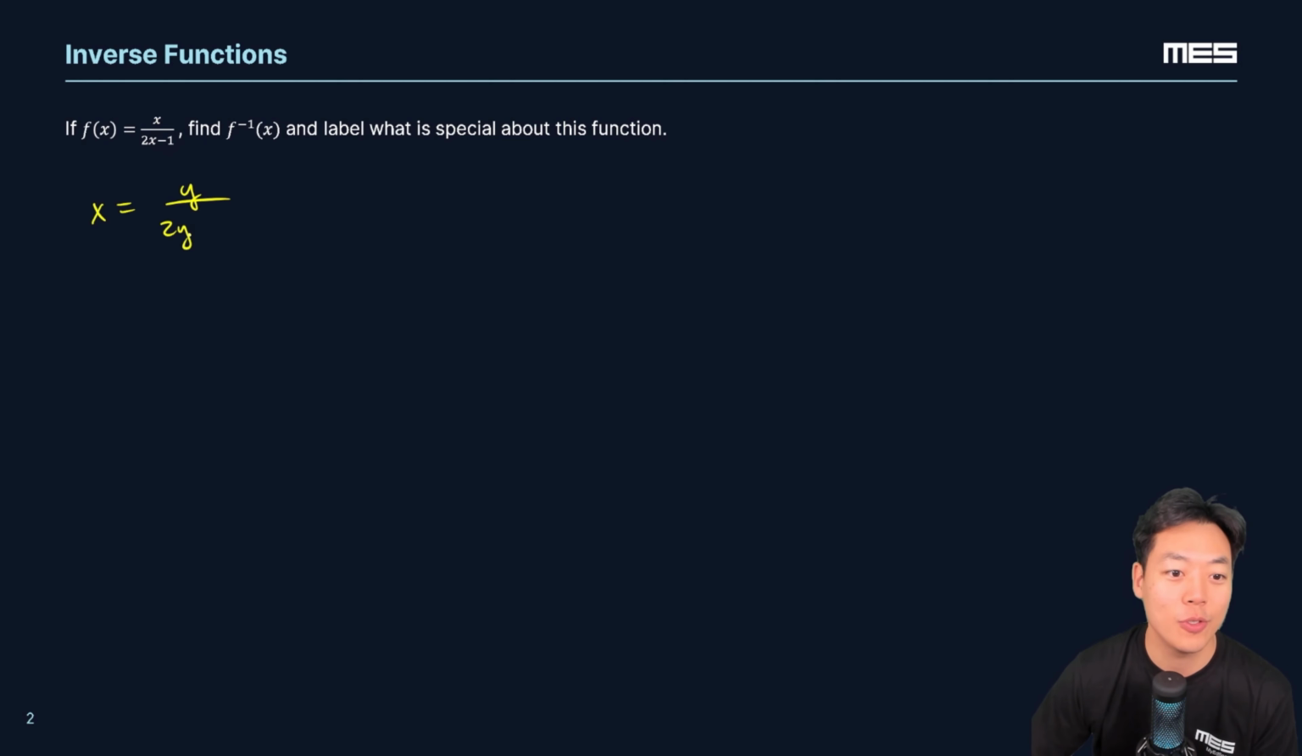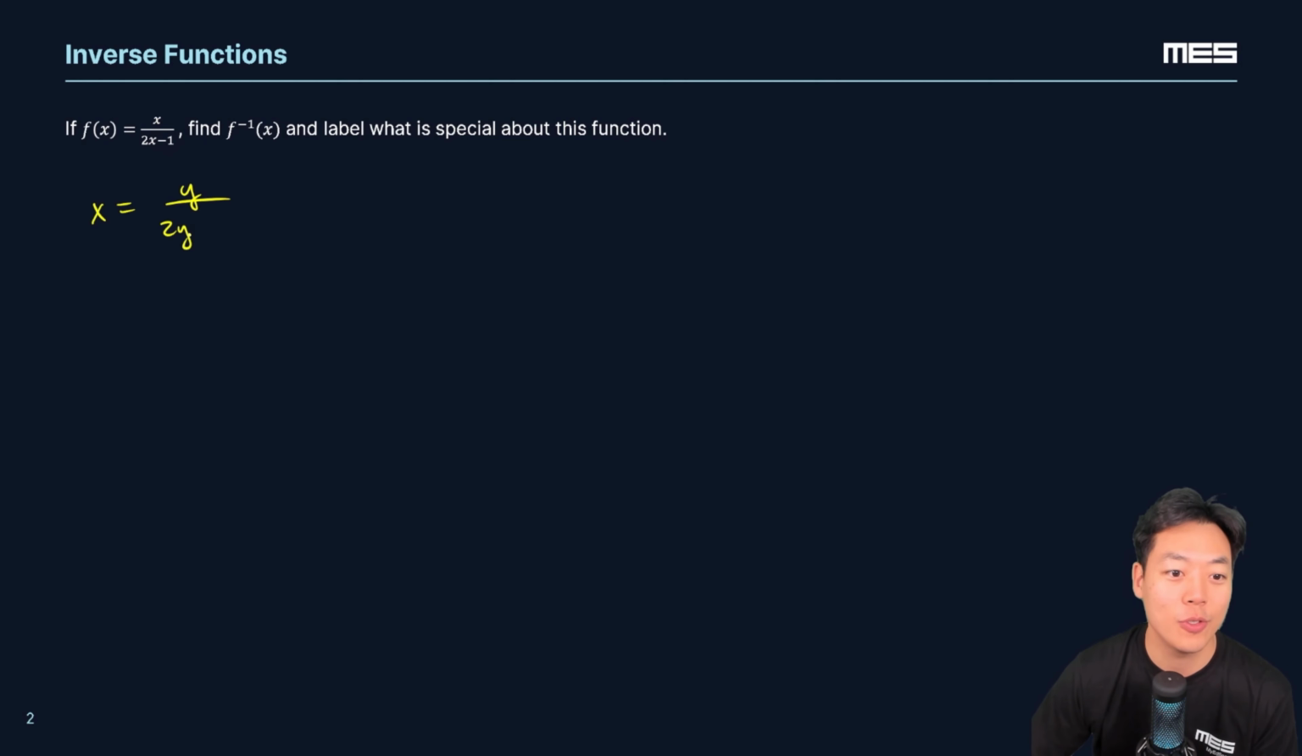Now, after we distribute, we get 2xy minus x is equal to y. Since I want just one of the y's by itself, I'm going to move everything that has a y to one side. So I have 2xy minus y is equal to x. I can factor out this y now just to get one y by itself. Once I divide both sides by whatever's in the parentheses here, I will get y is equal to x over 2x minus 1. And that is my inverse function.